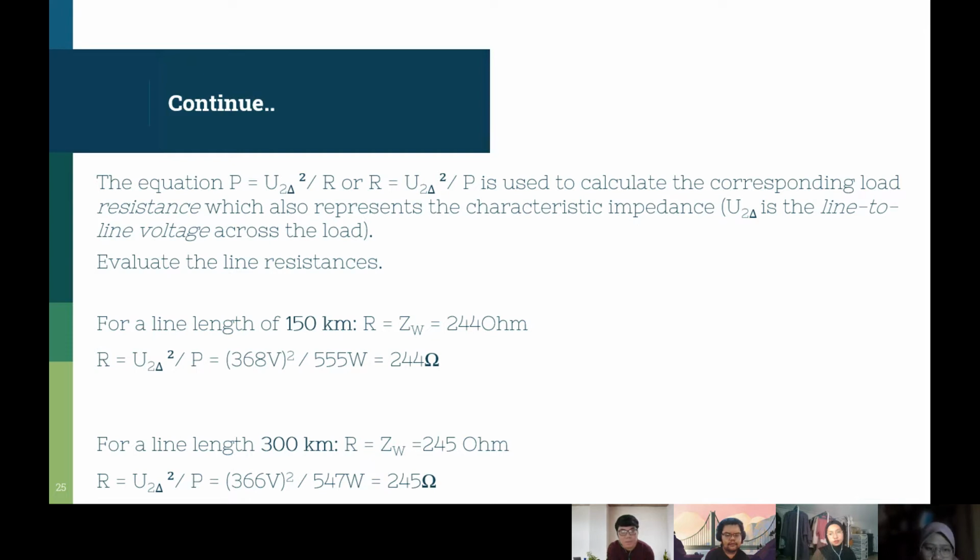R is equal to the impedance of 244 ohms. For the line length of 300 km, we calculate about 245 ohms. Okay, next.